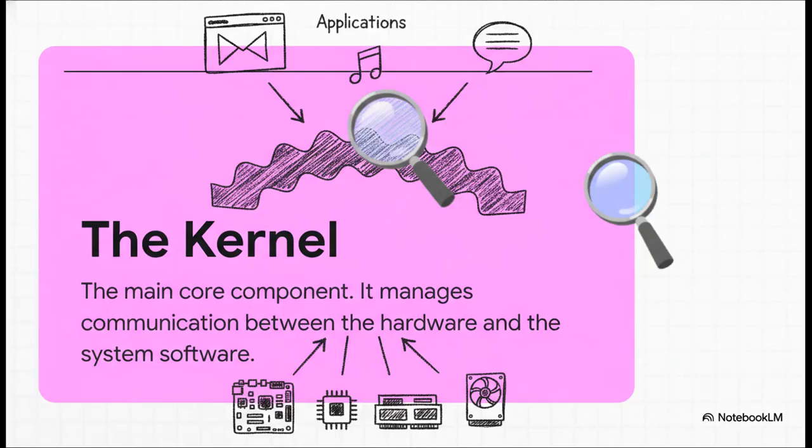Okay, deep in the heart of that onion, sitting right on top of the hardware, is the kernel. This is the absolute core. In fact, fun little tidbit, when people say Linux, a lot of the time what they're really talking about is the Linux kernel. It's the master translator, the bridge that manages all the communication between the software you use and the physical computer in front of you.